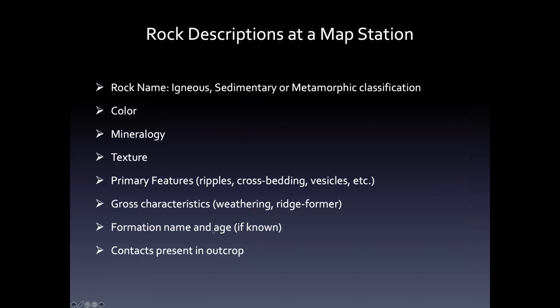If you know the formation, you need to know the name; write down the name and the age. And you look at the types of contacts present in the outcrop. How are these formations coming together? Or igneous rocks coming together?